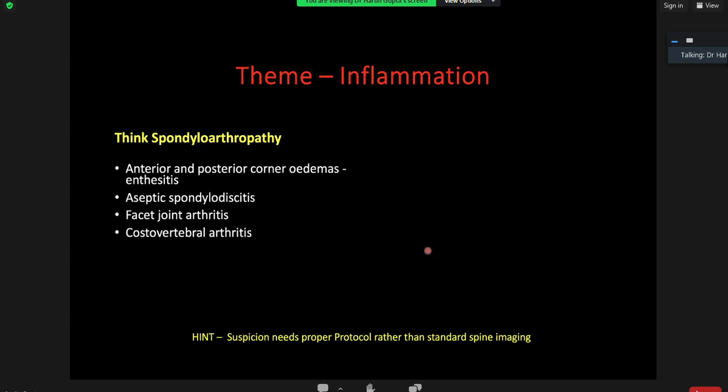The next very interesting theme is inflammation. We will also cover infection in this.